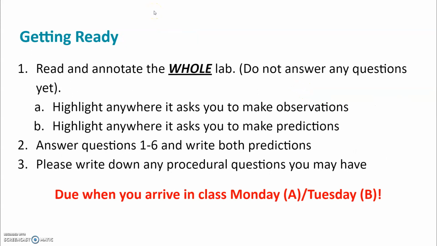So to get ready for this lab, which we're going to do next week, you guys should read and annotate the whole lab. You will get a paper copy of this lab in class if you have not already. And so you are going to highlight wherever it asks you to make observations. You're going to highlight anywhere it asks you to make predictions. You are going to answer questions 1 through 6 and write the predictions. And then you're going to write down any questions you might have about the procedure, like how do we do this or why are we doing it this way. So this will be due when you arrive in class next week. So that'll be Monday if you're A group, and it'll be Tuesday if you're B group.